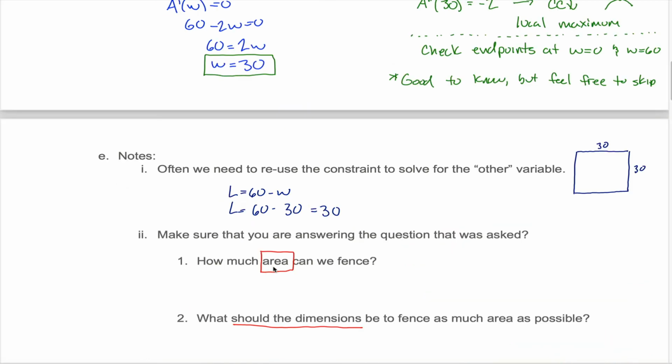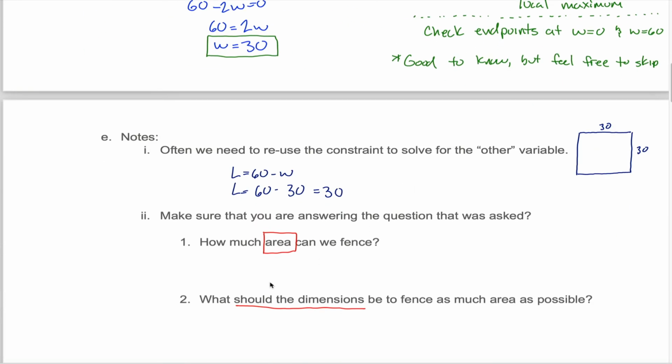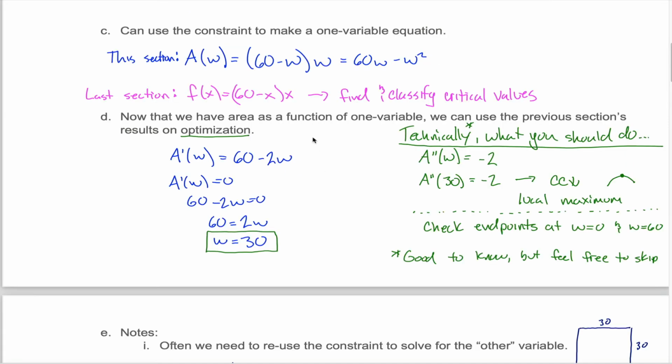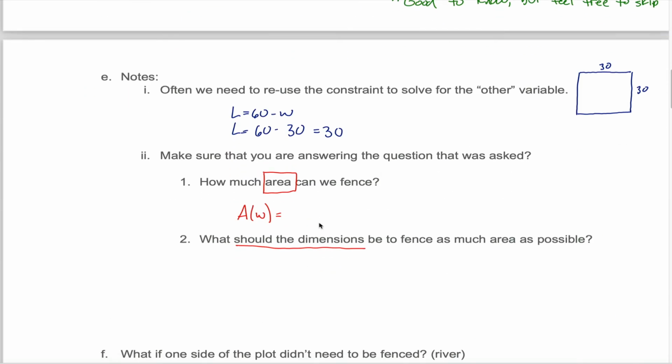So if the question asked how much area could you fence, all you'd have to do is say, well, area as a function of W is 60 minus W times W. And if we evaluate this area function when W is equal to 30, our critical value, we get that area is 60 minus 30 times 30. We get that the area is 30 times 30. In other words, 900, I guess, square feet is what our unit would be here.